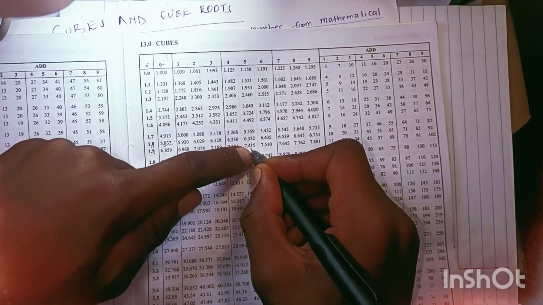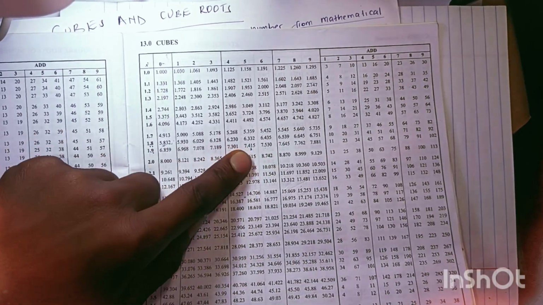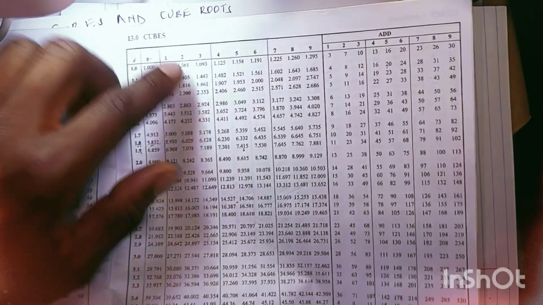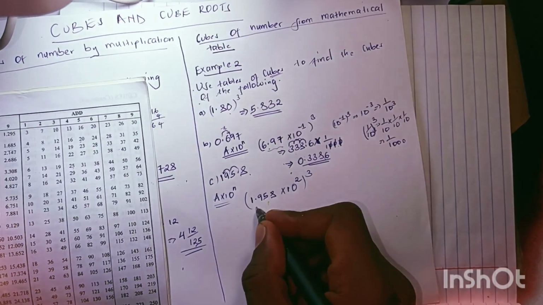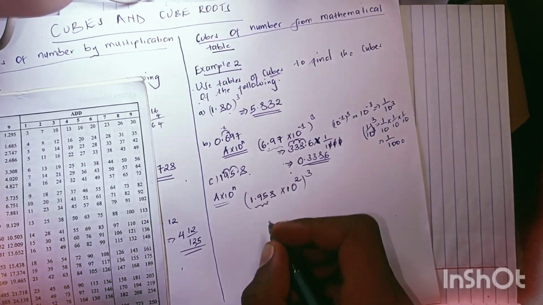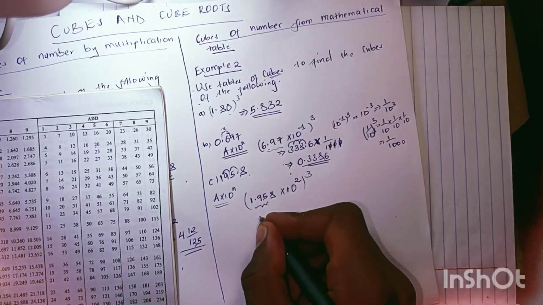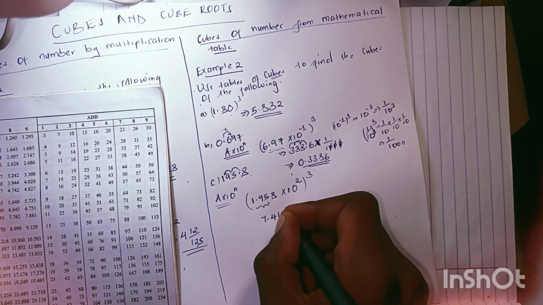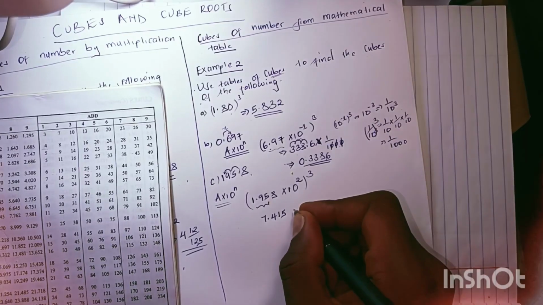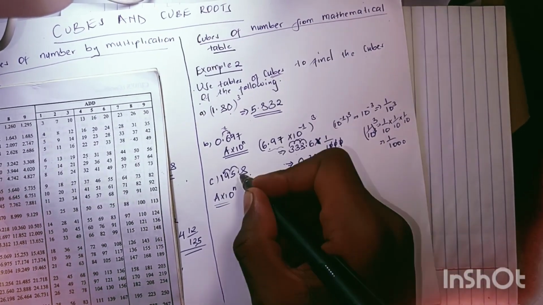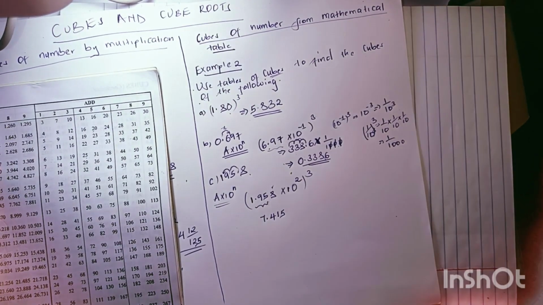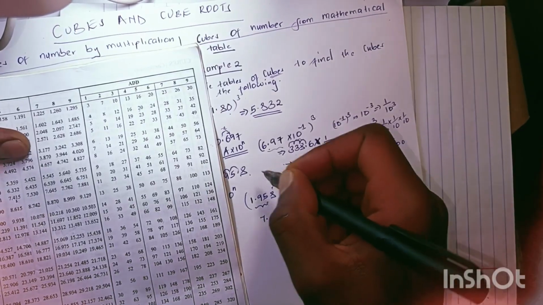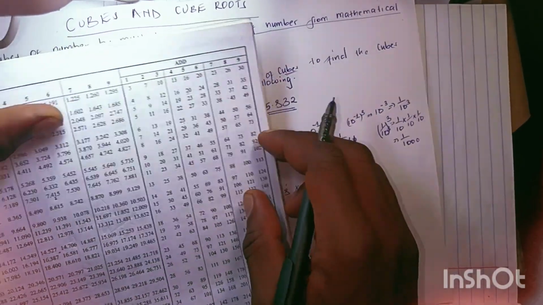1.95 is here. Let me just write that one as 7.41. I've just read up to this point, so my answer becomes 7.415. But remember, I've not read this 8. So the 8 that is remaining, I must go to this column of adding.